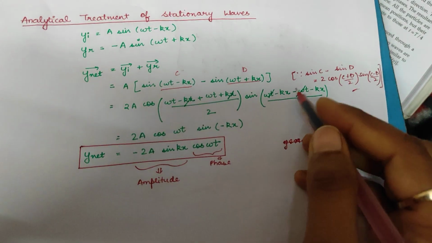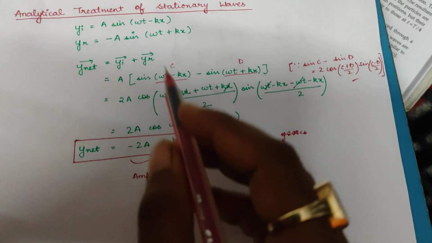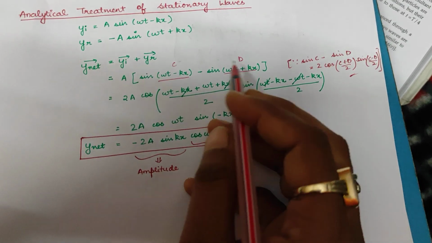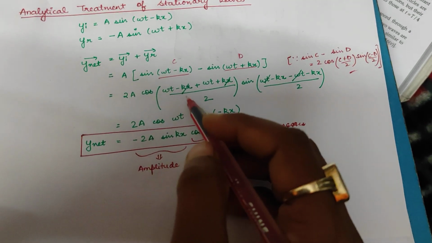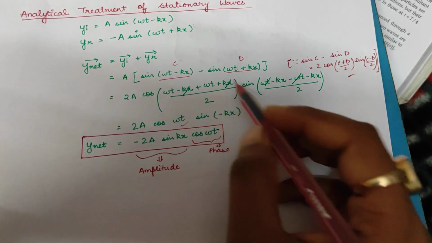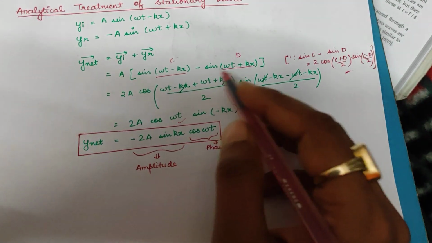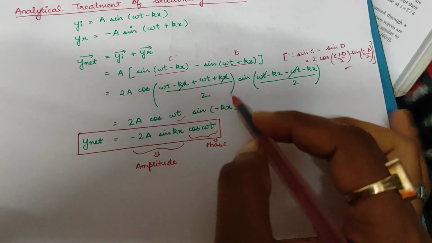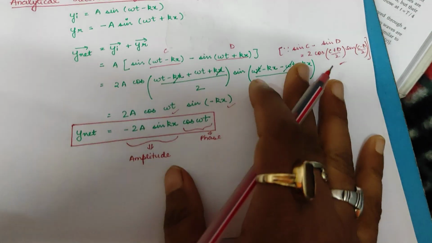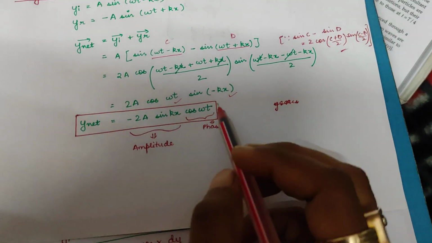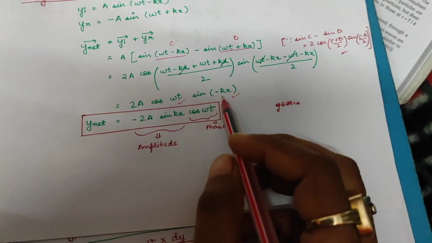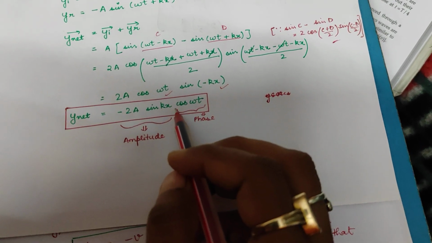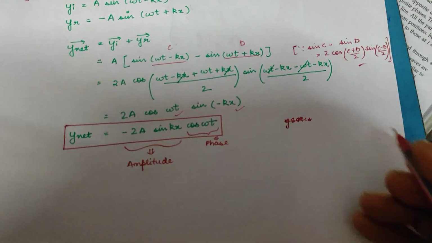Okay, so using this identity we can write, taking 2 common, 2A, then cos((C + D)/2) will give you 2ωt by 2, which will give you ωt, and sin((C − D)/2) will give you sin(−2kx/2). The 2 gets cancelled, giving −kx. I hope this is clear to you. Now sin(−θ) is always −sin θ, so this will give you −2A sin kx cos ωt.